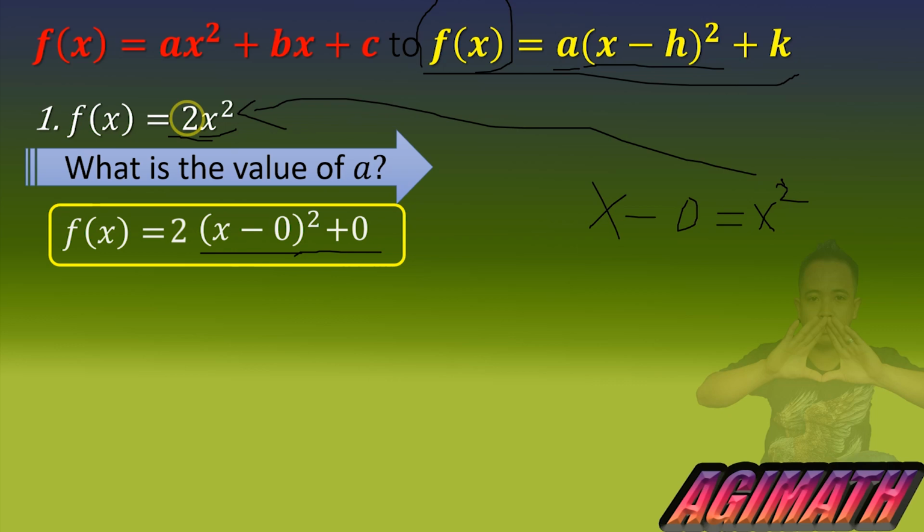So you look at the solution. That's very simple. Why? Because f of x equals 2x squared is just an incomplete function. Okay, let's proceed to the second example.